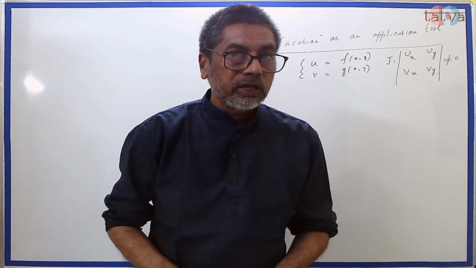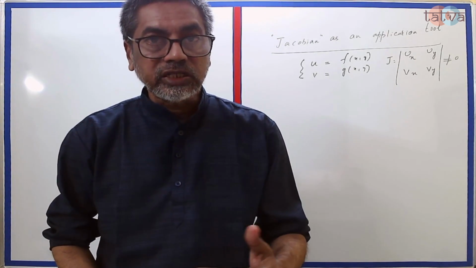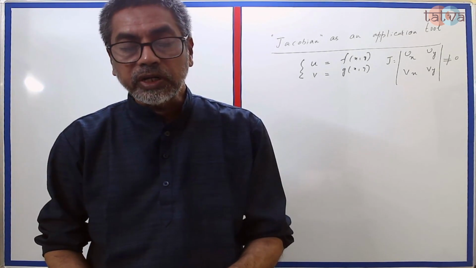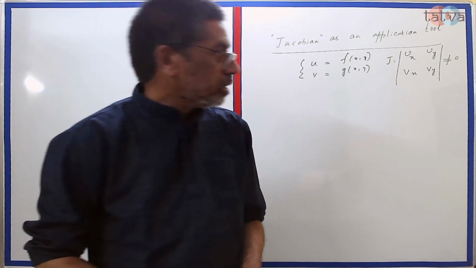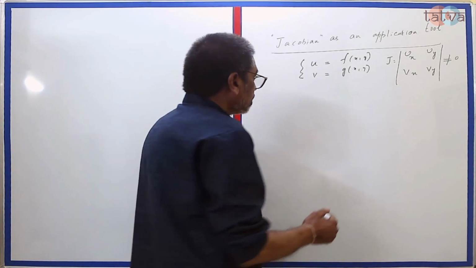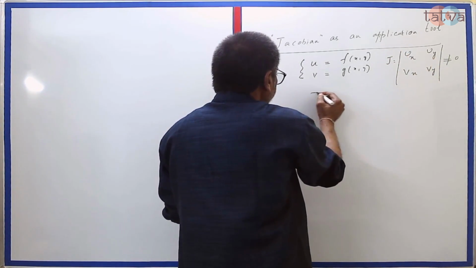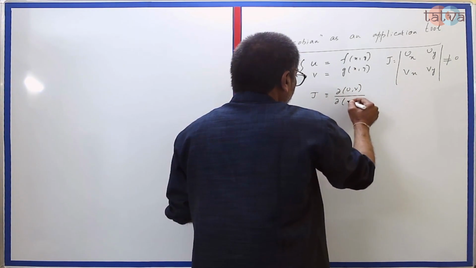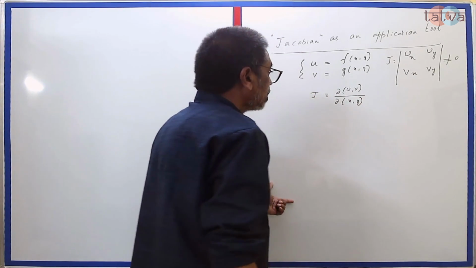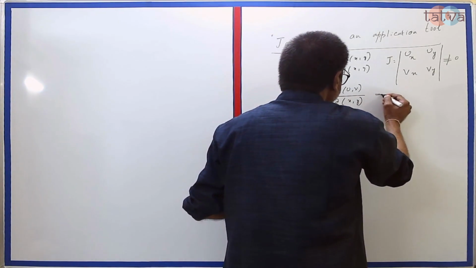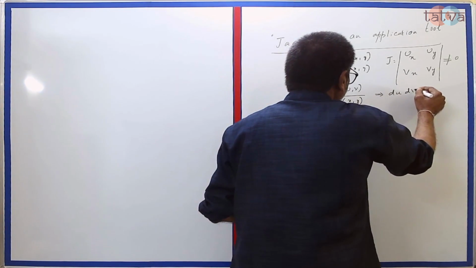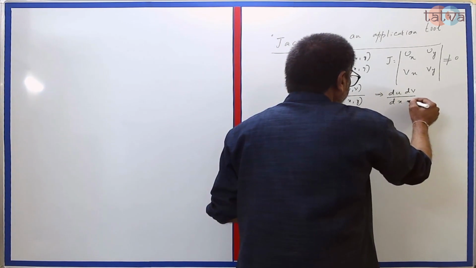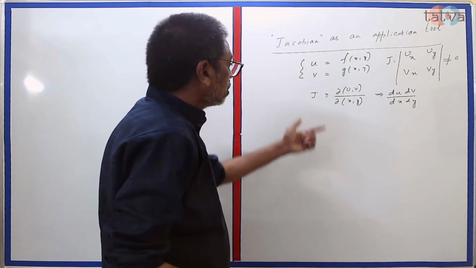And this Jacobian can be a simple number, in which case it's very easy to interpret what's happening. But when the Jacobian is a variable quantity, then the interpretation takes a little bit of effort. So basically, whatever I've written here, in another notation can be written as dou(u,v) upon dou(x,y). And this means du dv divided by dx dy is equal to J.